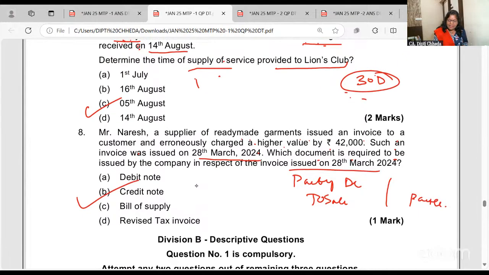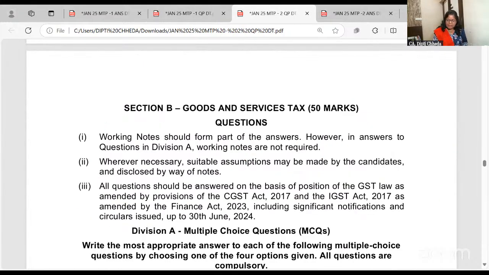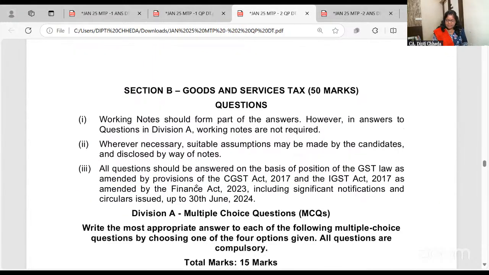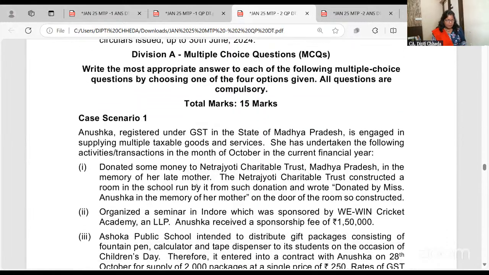Quickly now I'm taking the MTP 2K MCQs. The descriptive questions are also very easy, but first we will check the MCQs. So the second MCQ set we will take up now. Then I'll take descriptive questions also. First MCQs and case scenarios in the flow.